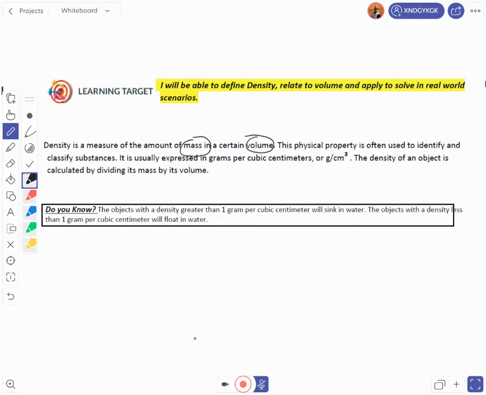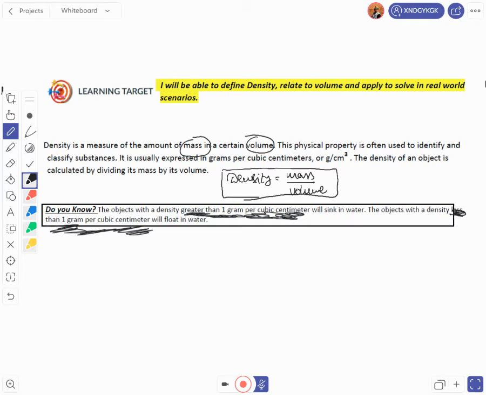the density. So density equals mass per volume. Mass per volume. This is the condition. Okay. So if the density is greater than 1 gram per cubic centimeter, then it will sink. Whereas if it is less than 1 gram per cubic centimeter, then it floats on water. Right? So please remember, if it is less density, it floats. If it is more density, it sinks.